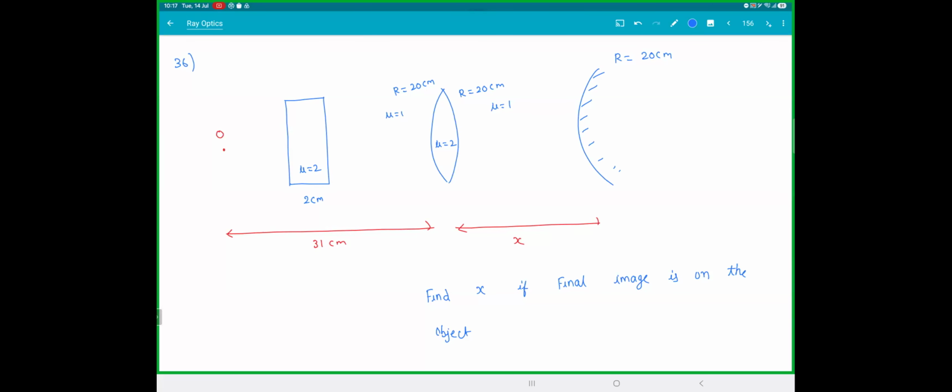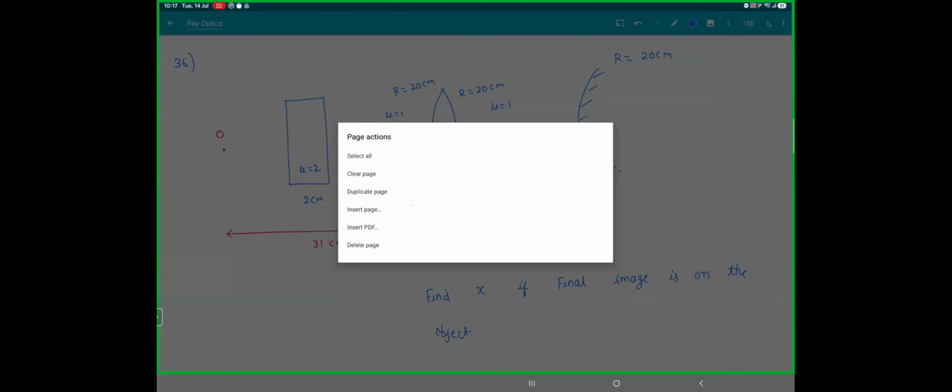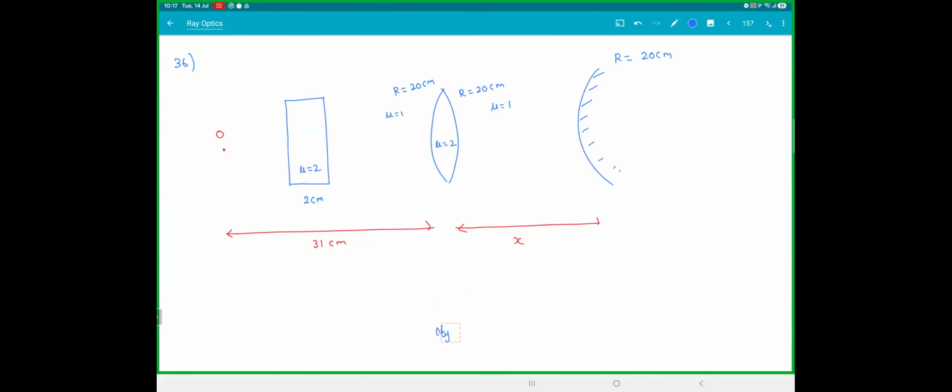Let's see. So first you need to find the focal length of the lens. There is no way out. Find the focal length of the first thing. What is the shift here? The apparent shift formula, I hope you remember it. Apparent shift is t into 1 minus 1 by mu, which is 1 centimeter. So the slab will shift the image by 1 centimeter. That's why I gave 31.